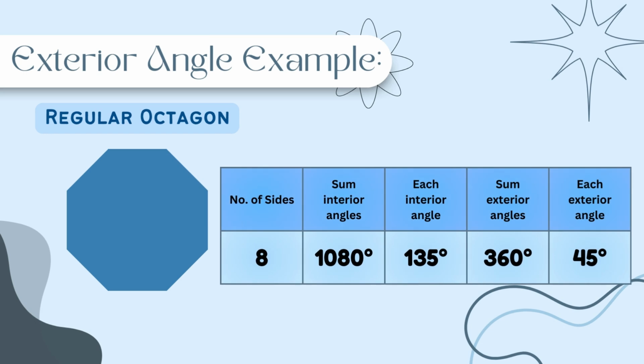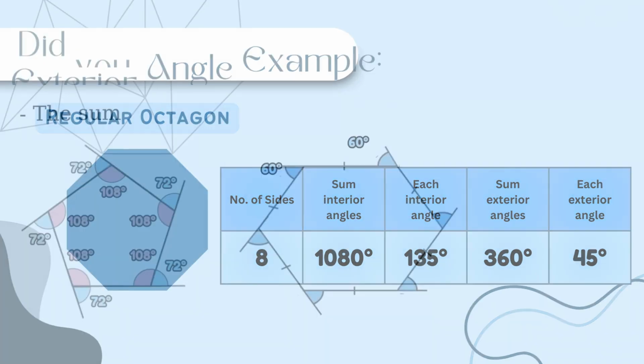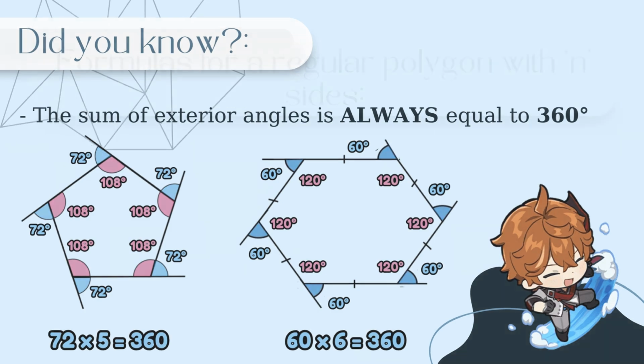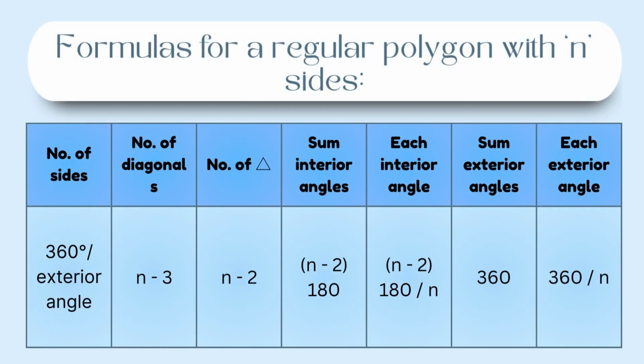Just like I said before, we subtracted each interior angle from 180 to get each exterior angle, because interior and exterior angles are supplementary angles. Did you notice that the sum of exterior angles is always equal to 360 degrees? This is because extending each side forms exterior angles, which sum to a full circle around the point that measures 360 degrees. Here are the following formulas in a regular polygon with n sides.